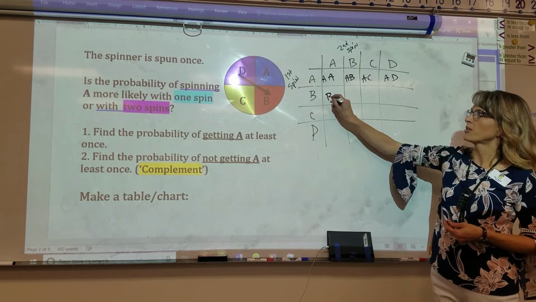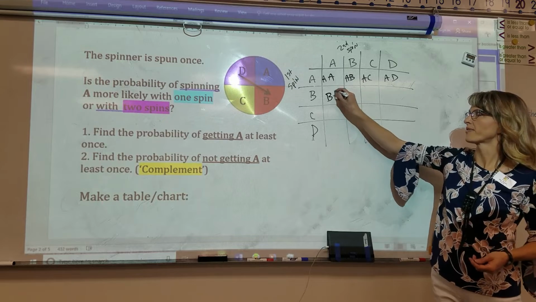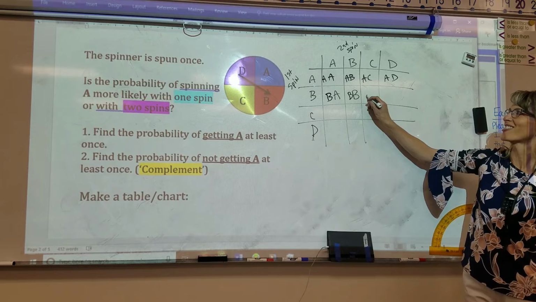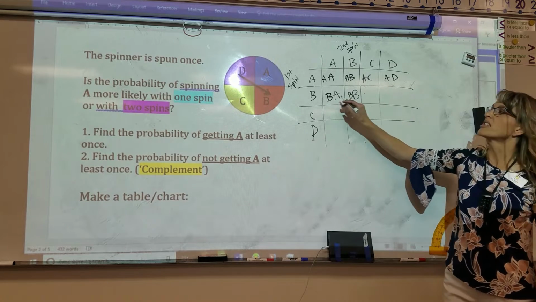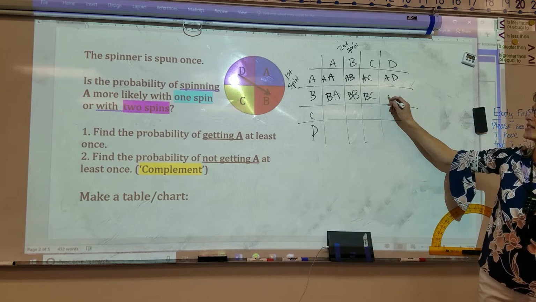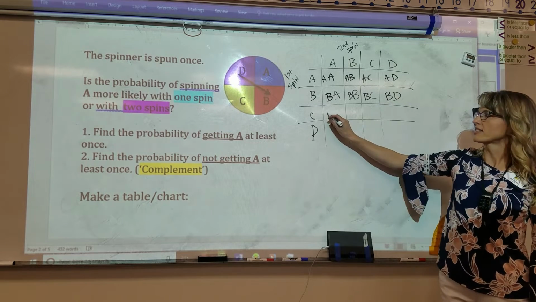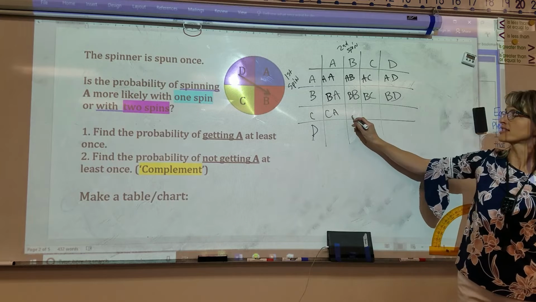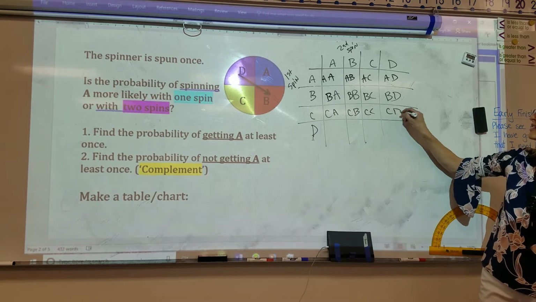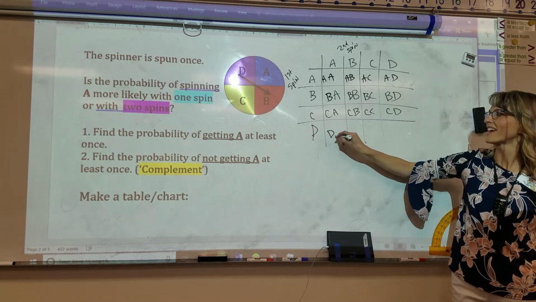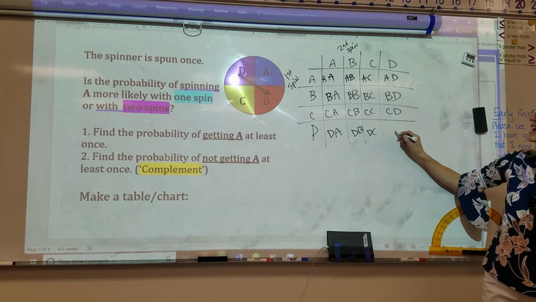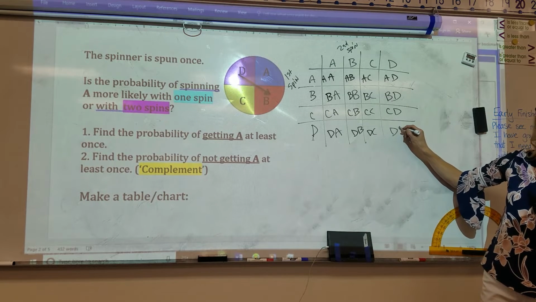So B is the first spin. What's my next letter? A. What goes here? B. What's next? C. Let's be consistent. So BA, BB, BC, next? BD. Good. Next? CA. Very good. Next? CB. Next? CC. Next? CD. Next? DA. Excellent. Next? DB. Next? DC. Next? DD.